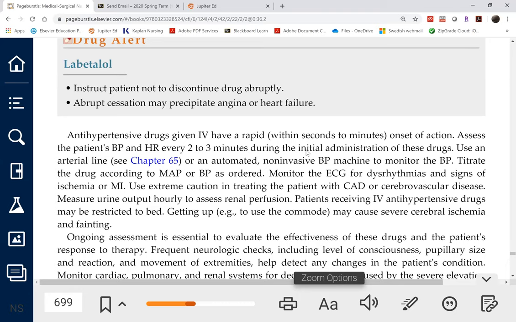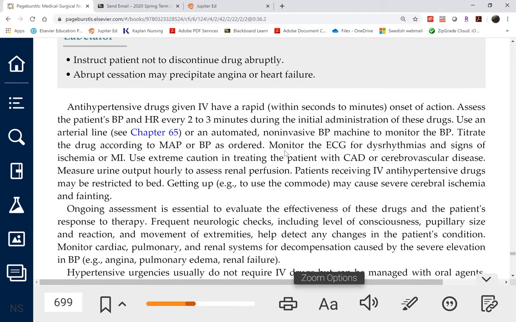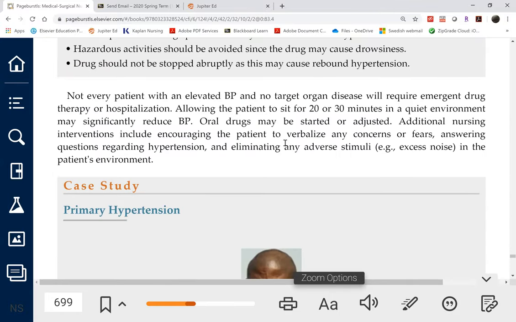Professor, the only non-pharmacological interventions is at the end of the chapter, right before the case study. So keep going. And then, okay, all right. So thank you. Here it is. This is what I'm looking for.